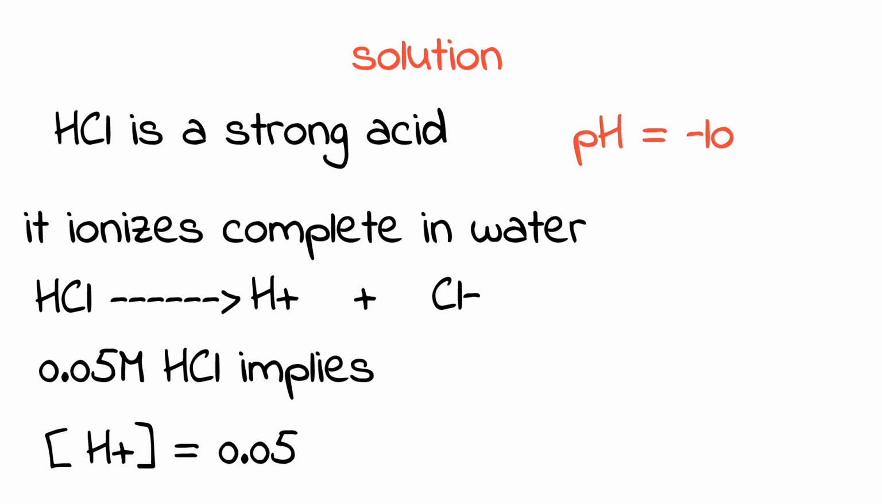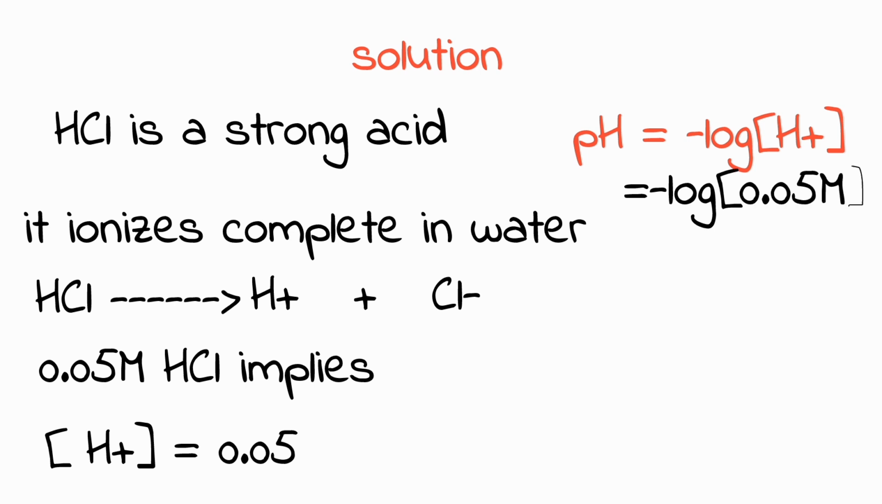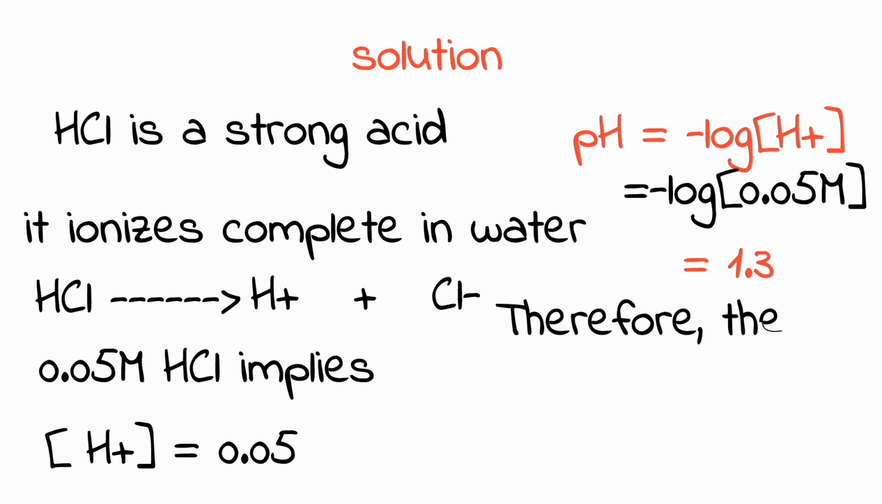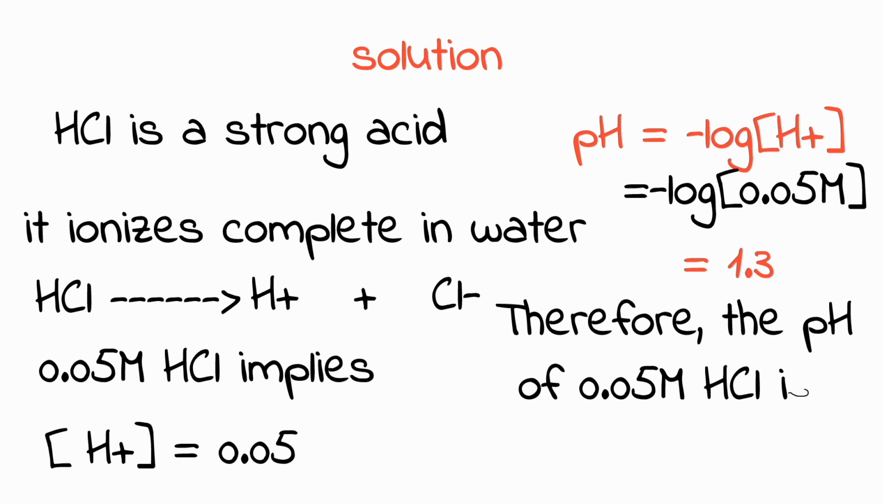Now we know that pH is equal to negative log to the base 10 of the hydrogen ion concentration. That gives us negative log to the base 10 of 0.05 molar, and that gives us 1.3 as the answer to the question. Therefore, we say that the pH of 0.05 molar hydrochloric acid is 1.3.